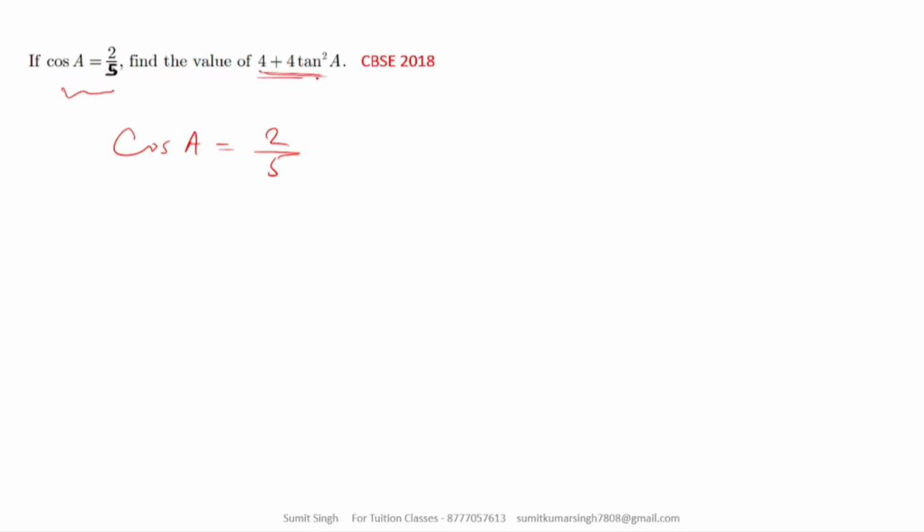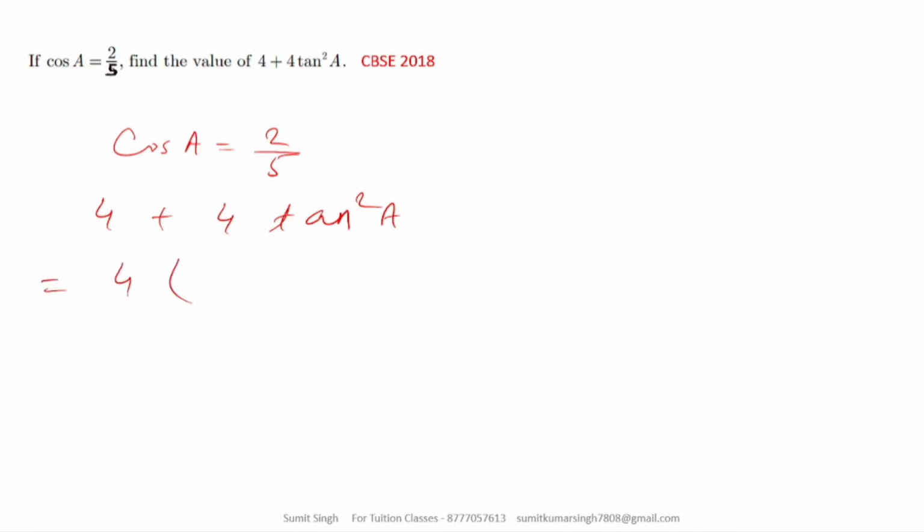We just need to find the value of 4 plus 4 tan square A. There are two different ways of finding the value of 4 plus 4 tan square A. You can first find the value of sin A, then find tan A, and then substitute the values, but here we will use a technique.